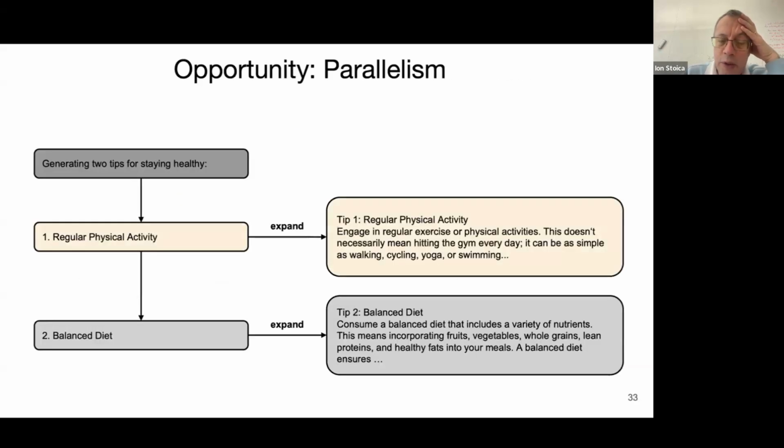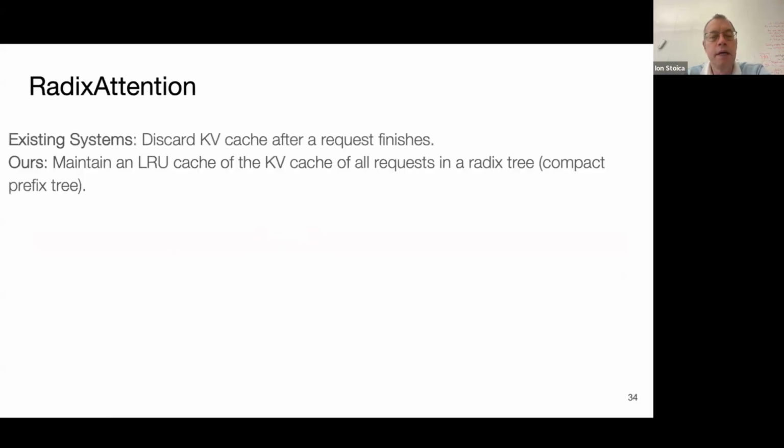There is also an opportunity to do things in parallel, right? Like in this case, you generate two tips for staying healthy, and then you can generate in parallel, for the first tip and for the second tip. Anyway, so this is the opportunity, and RadixAttention takes advantage of this opportunity.